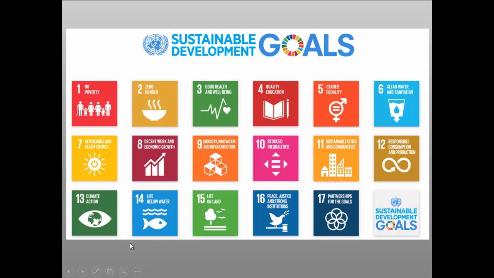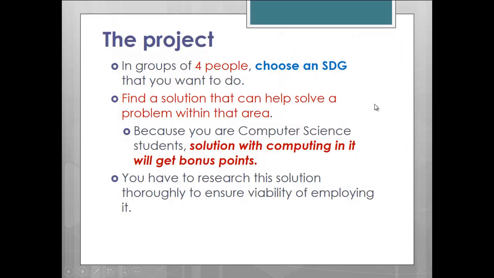There is one goal for no poverty, there is one goal for zero hunger, there is a goal on affordable and clean energy, climate action, life below water, reduced inequalities, quality education, clean water and sanitation, good health and well-being. So there are 17. Now, your task is to work in a group of 4 people. In that group, you would discuss which of the SDGs, only one, that you want to work under. Okay, your project will be attached to which SDG.